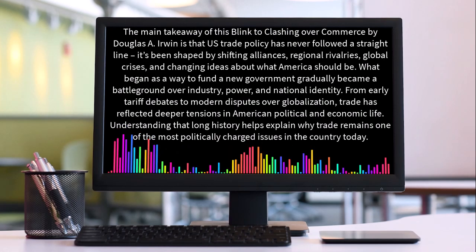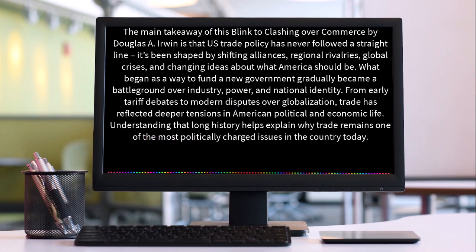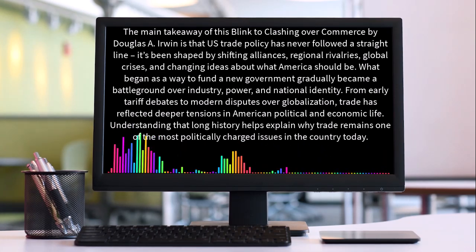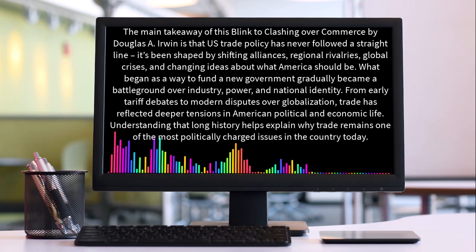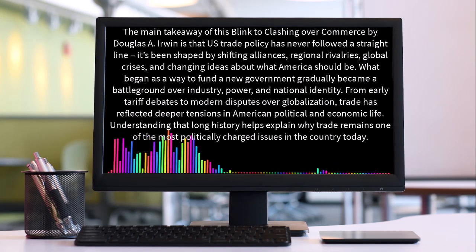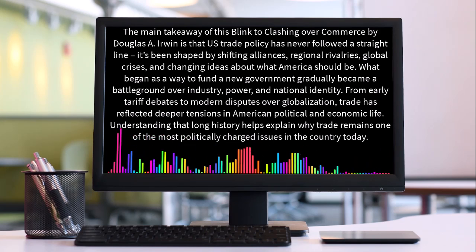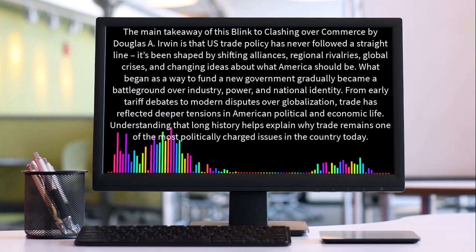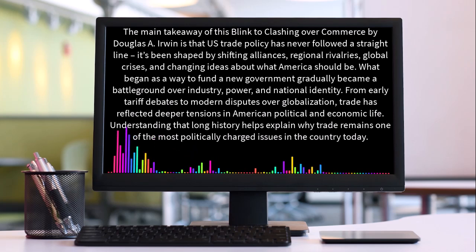The main takeaway of this blink to Clashing Over Commerce by Douglas Irwin is that U.S. trade policy has never followed a straight line. It's been shaped by shifting alliances, regional rivalries, global crises, and changing ideas about what America should be. What began as a way to fund a new government gradually became a battleground over industry, power, and national identity. From early tariff debates to modern disputes over globalization, trade has reflected deeper tensions in American political and economic life. Understanding that long history helps explain why trade remains one of the most politically charged issues in the country today.